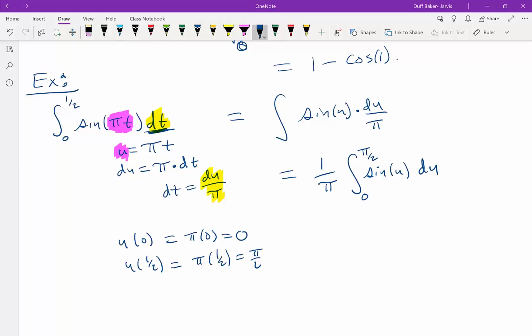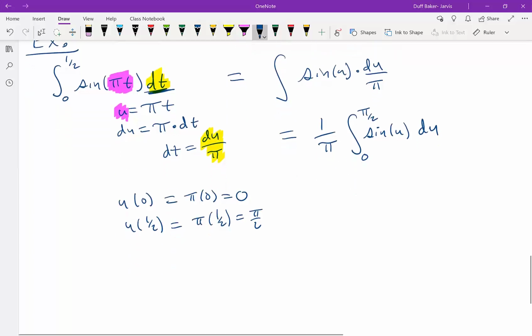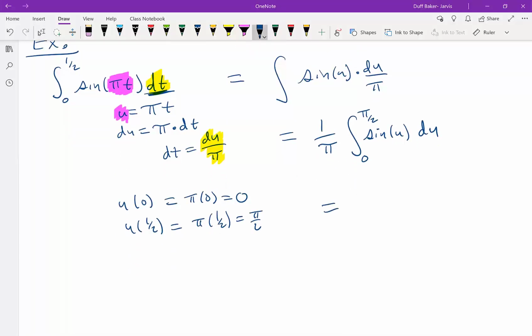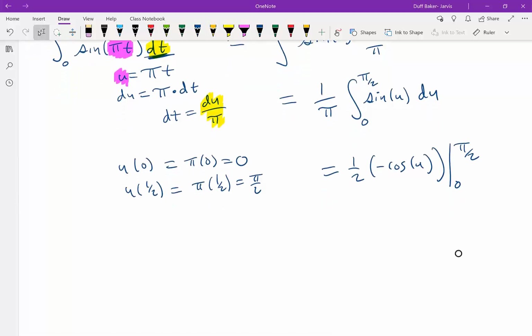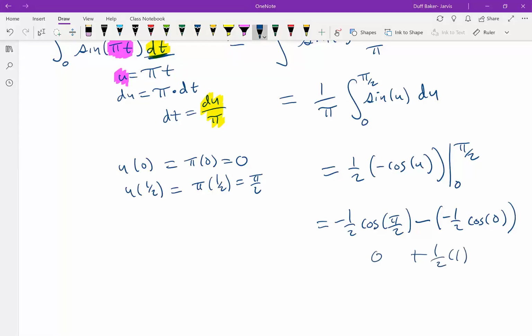Okay, and now this is an integral we can do, right? We know the antiderivative of sine of u. That'll be just negative cosine of u. And we have to evaluate from 0 to pi over 2 by the fundamental theorem. Toss everything in, so it'll be minus a half cosine of pi over 2, that's just 0, minus negative a half cosine of 0. Work all that out. The first term is just 0 plus a half times 1, so you just get a half.